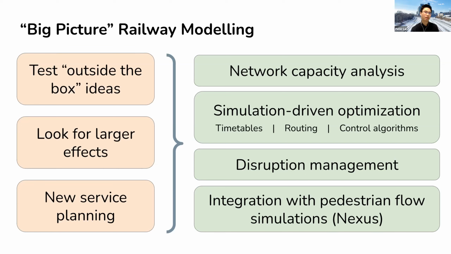network capacity analysis, simulation-driven optimization, in terms of timetables, routing, or control algorithms, things like disruption management, and finally integration with pedestrian flow simulations and surface-level transit simulations, such as through NEXUS that we just talked about. So Spur can work both as standalone software and also as a module to be integrated within a meso or macroscopic version of NEXUS. And it'll talk to it through an API or something along those lines.